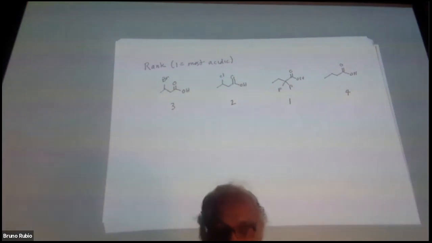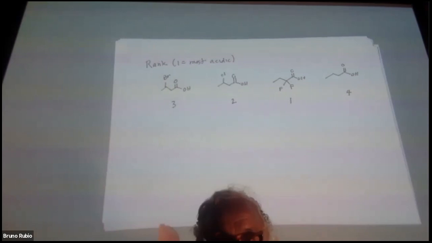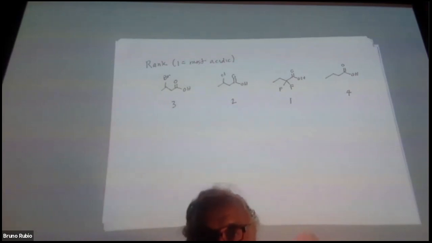So the acid and base strength is increased by an electron withdrawing group, but that effect depends on how electron withdrawing the group is, how many there are, and how close they are to the site of deprotonation.